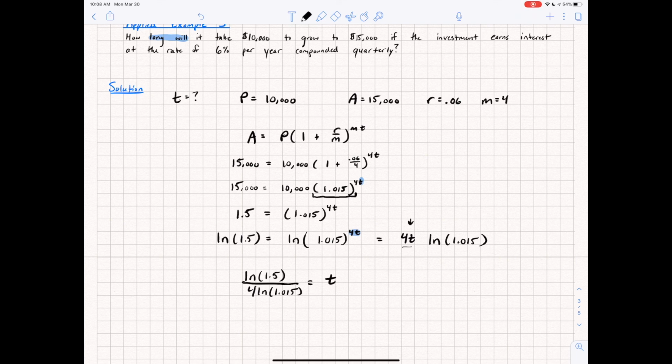Let's go ahead and get an approximation for something like this. So ln of 1.5 divided by 4 times ln of 1.015. I get that time would be approximately 6.808, which is really just saying 6 years, pretty close to 7 years for this to grow from 10,000 to 15,000.